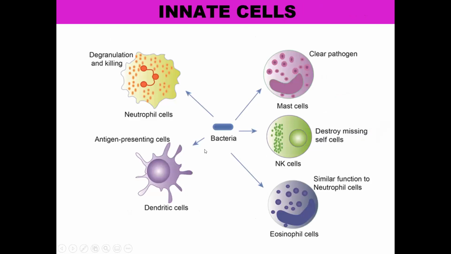This is just showing you that we have neutrophils that can attack bacteria. We have dendritic cells that can grab a chunk of it and present. And then depending on what it is, we're also going to see mast cells working, NK cells that kill by apoptosis, and we know eosinophils are kind of like neutrophils, but they work mostly on parasitic worms.